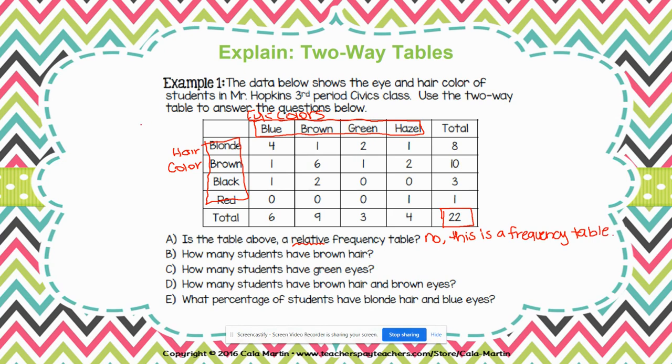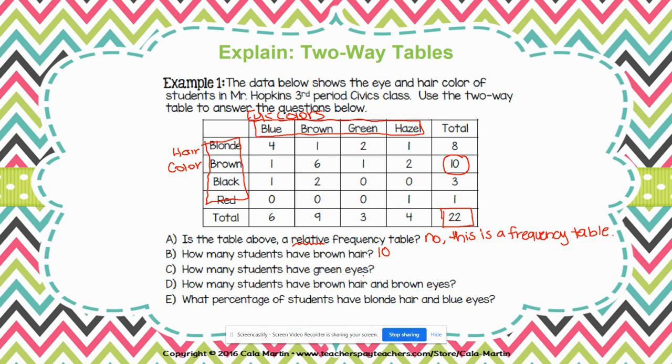Now, B says, how many students have brown hair? Well, this is my hair color. So when I find the one that says brown, if I look, there's one person with brown hair and blue eyes, 6 people with brown hair and brown eyes, 1 person with brown hair and green eyes, and 2 people with brown hair and hazel eyes. And that is a total of 10 people who have brown hair. So there are 10 students with brown hair.